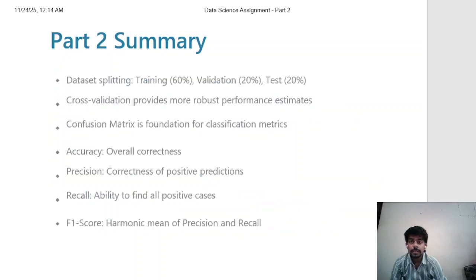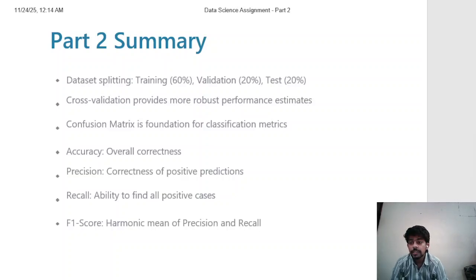This brings us to the end of our video, and let's discuss the summary. To summarize part 2, we must split data into training, validation, and test sets to properly evaluate models. Cross validation uses all data multiple times for more robust estimates than simple splitting. The confusion matrix is the foundation of all classification metrics. Accuracy is simple but often misleading.